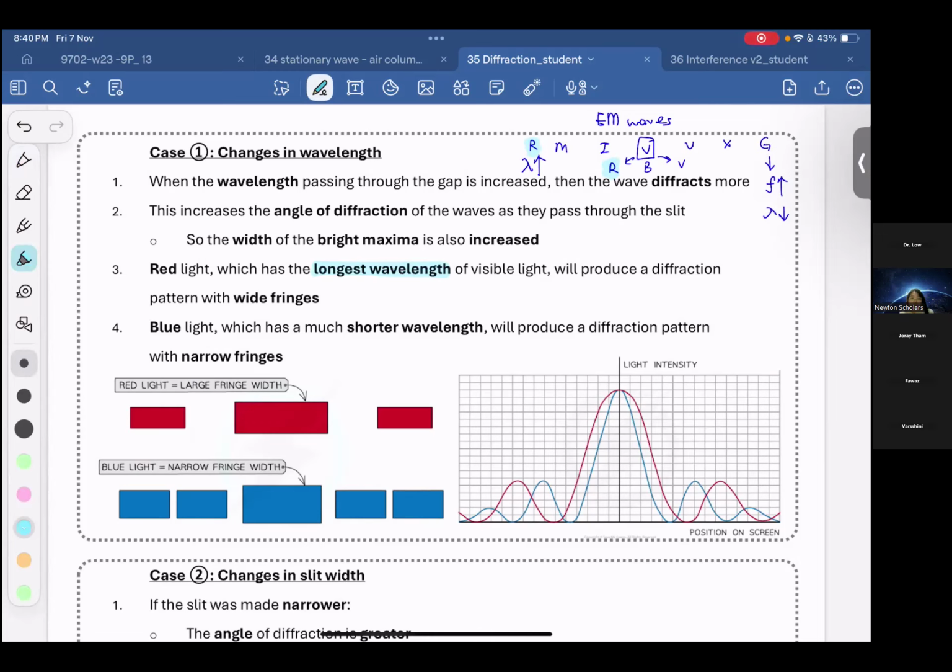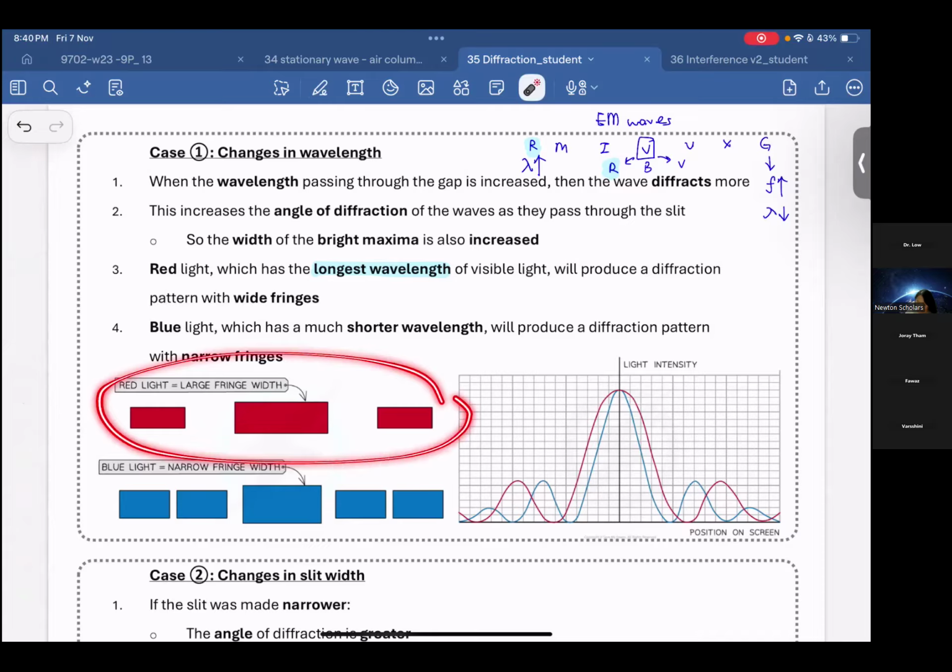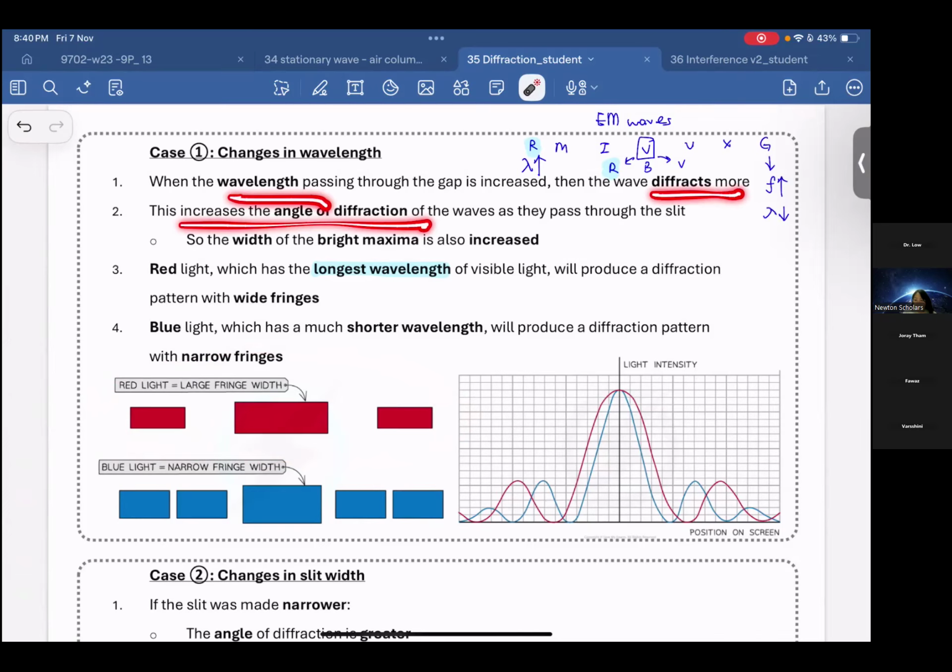With a longer wavelength, like the fat teacher wanting to pass through the gap, it will produce more diffraction effect. That's why for this diagram, you see this pattern. Blue light is a shorter wavelength. What else? The angle of diffraction increases when the wavelength increases. So the wave will diffract more, the angle of diffraction increases, and it will spread out more. So the width of the bright maxima also increases. Here, bright to bright increases compared to here.